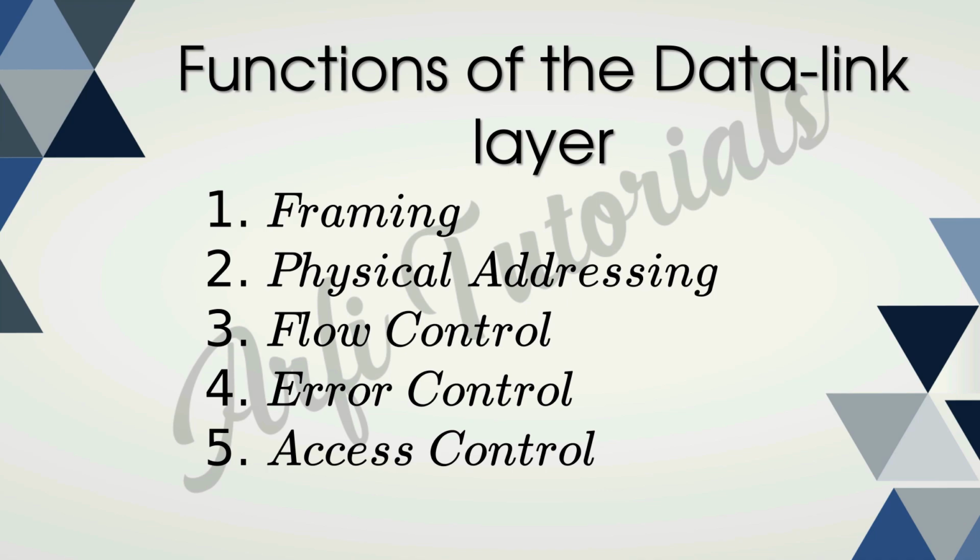Fourth, error control. Error control is achieved by adding a calculated value CRC, that is cyclic redundancy check, that is placed in the data link layer trailer, which is added to the message frame before it is sent to the physical layer. If any error seems to occur, then the receiver sends the acknowledgement for the retransmission of the corrupted frames.